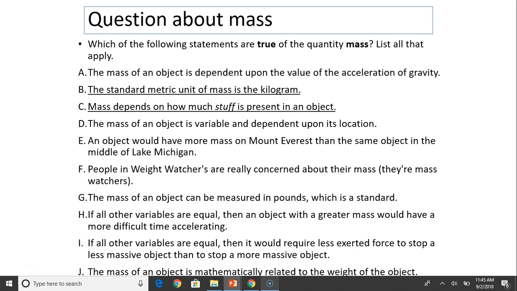D, the mass of an object is variable. It's dependent on its location. False. Mass doesn't change. E, an object would have more mass on Mount Everest than the same object in the middle of Lake Michigan. No, mass doesn't change. F, people in Weight Watchers are really concerned about their mass. That's correct.